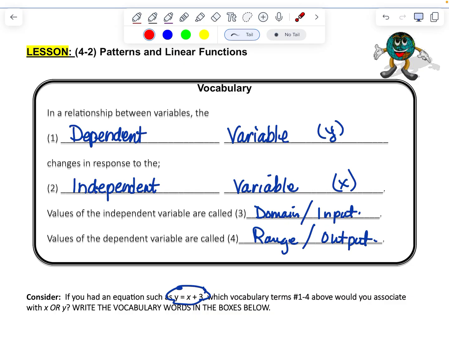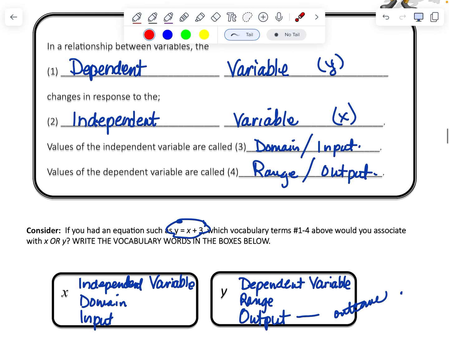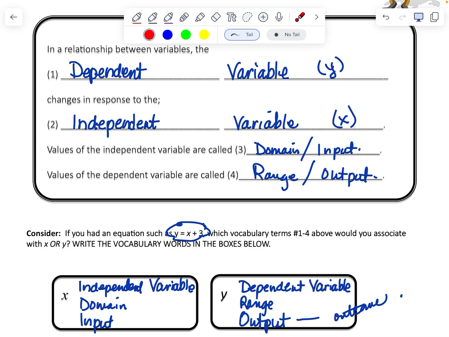In a relationship between variables, the dependent variable, usually y, changes in response to the independent variable. I put the x there only because many, many times it's going to be x and the dependent will be y. Then values for the independent variable are called domain, and they're also called input. And the values for the dependent variable y are sometimes called range and output.